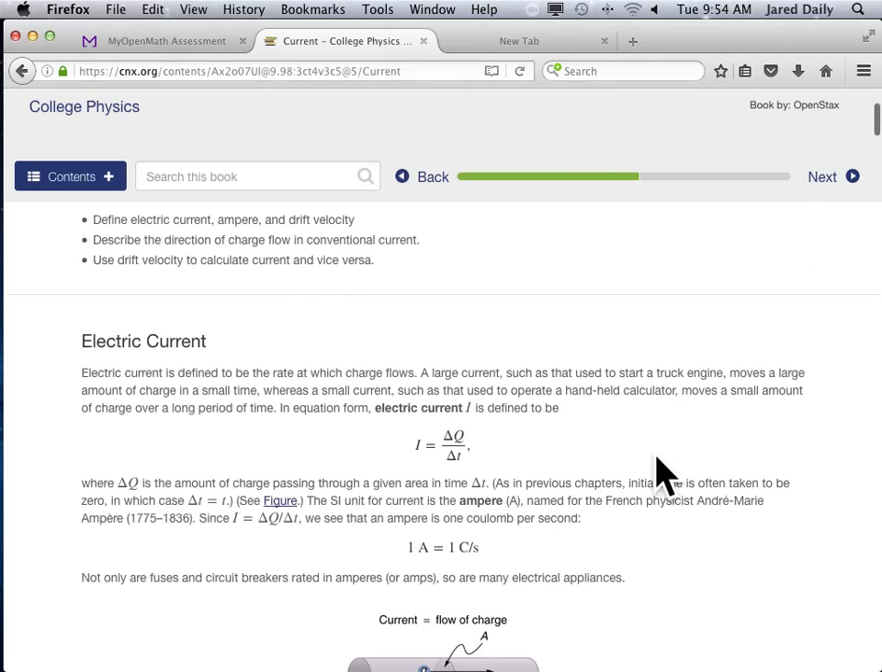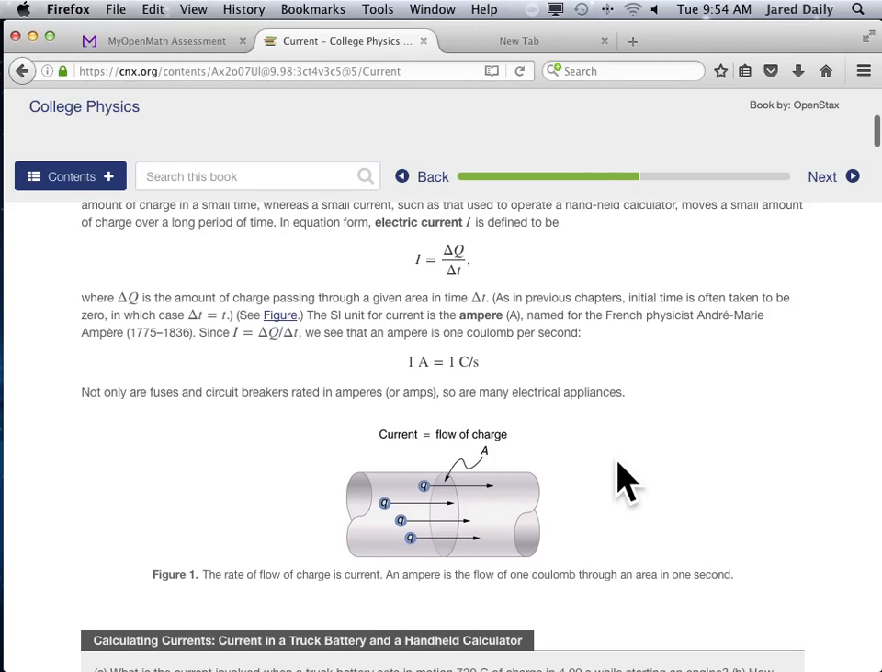So here's our definition for electrical flow or electrical current. We call electric current I. I don't know why, but we do. And it's equal to the change in charge over the change in time. Okay, well, what does that mean? What that means is that we're going to have an amount of charge moving through an area in a particular amount of time.